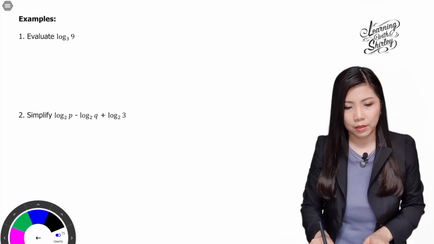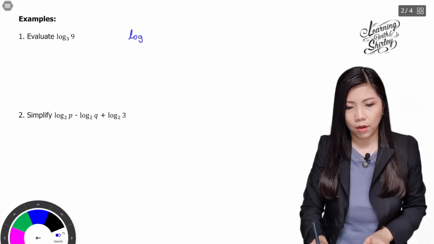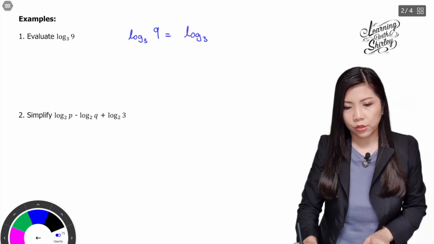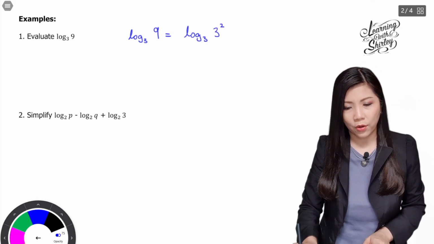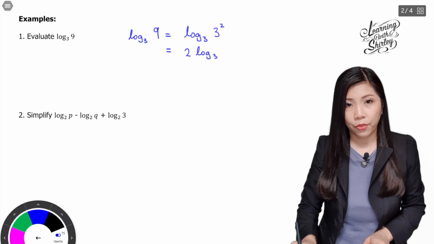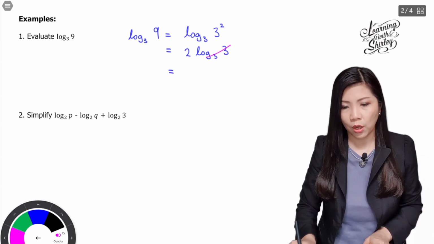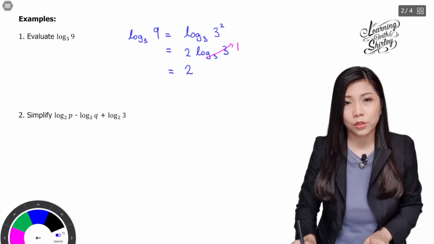Let's look at this example. Evaluate log 3 9. Log base 3 of 9 equals log base 3 of 3 squared, since 9 is 3 squared. Then we can bring down the 2, so it becomes 2 log 3 3. It equals 2 because log 3 3 is equal to 1. So therefore the final answer is 2.